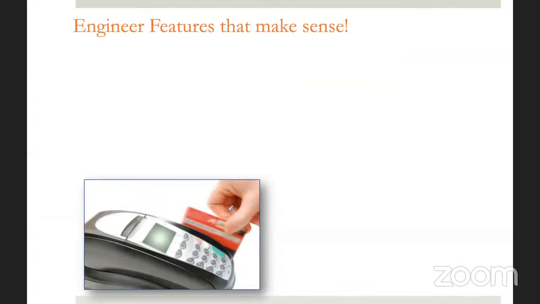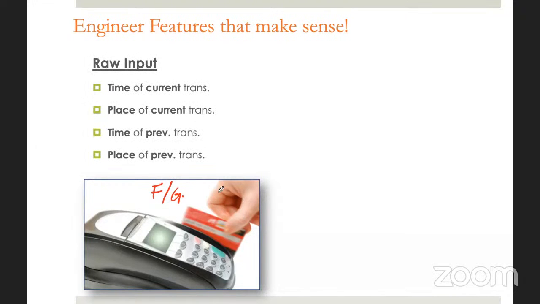So here is an example. We want to build a machine learning model that predicts whether a physical card transaction that has been done is a fraudulent transaction or a legitimate, genuine transaction. That is the problem that we have. For this purpose, we have collected four features: the time and place of the current transaction, and the time and place of the previous transaction. Based on these four features, we are going to build the model.